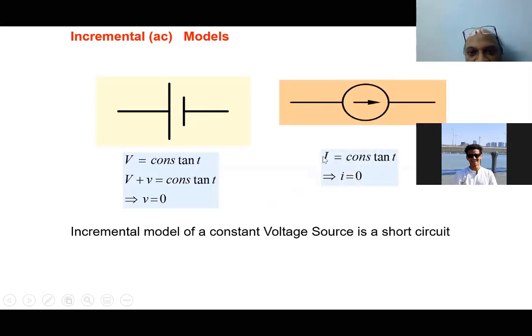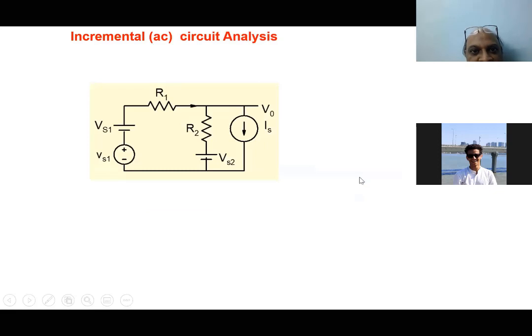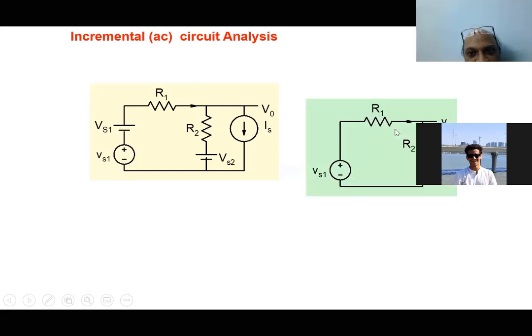For a current source, there cannot be any incremental change in the current, so the incremental change in current is 0, which means it's like an open circuit. All right, so with this, we now have a model for all the elements that you see here. When you want to build an incremental circuit model for this, VS1 has changed by this small amount here. So we'll keep this incremental change here. And VS1 will become short. R1 will remain R1. R2 will remain R2. VS2 will become short. And the current source will become 0. So this is the model that we get.